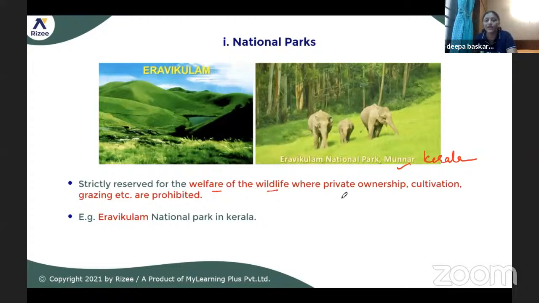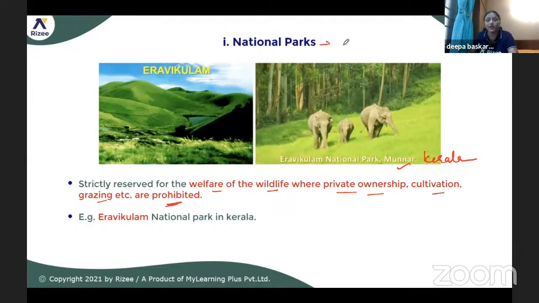We cannot buy any land in national parks. Private ownership is banned. It is not possible. You have to keenly observe at which conservation spots, which activities are permissible. You have to remember that. A question may be asked. It is strictly reserved for wildlife, where private ownership, cultivation or grazing, everything is prohibited.